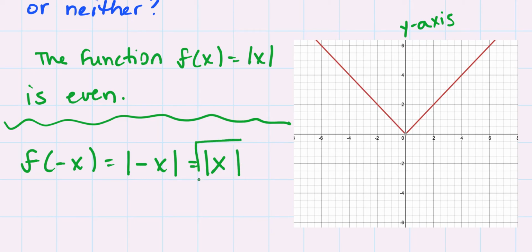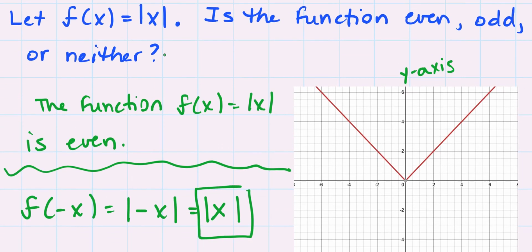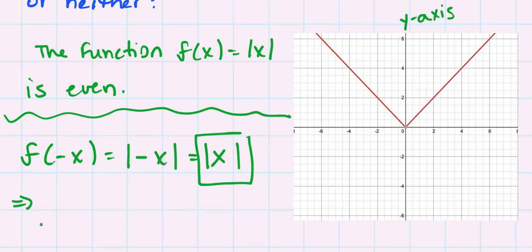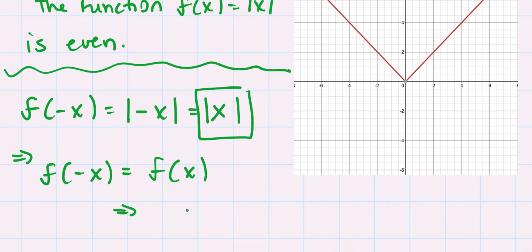And now this is the original function, right? So this tells me that f of negative x is equal to my original function. And this was the property of even functions. So this implies that f is an even function.